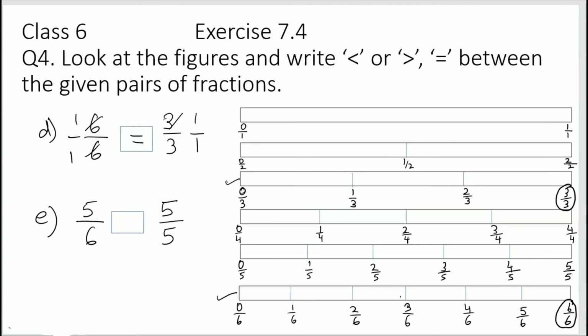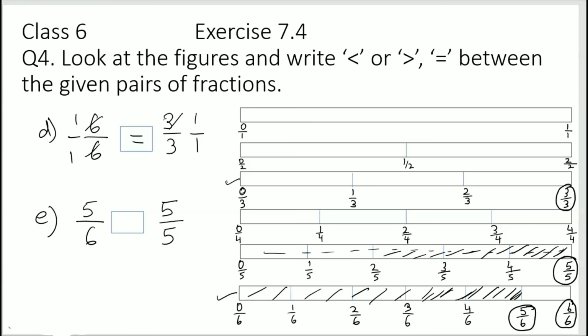Next, 5/6 and 5/5. Locate 5/6. 5/6 is here. 5/5 is here. So 5 parts out of 6 parts means I will be shading till here. Okay, this is 5/6. And for 5/5, I'll be shading this entire bar. This entire thing I'll be shading. So which one is greater? Obviously 5/5 is greater. So 5/6 is less than 5/5.